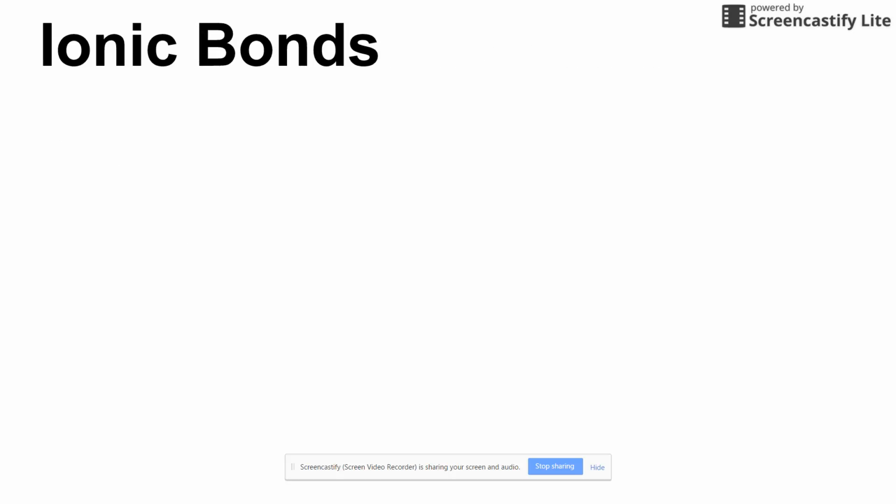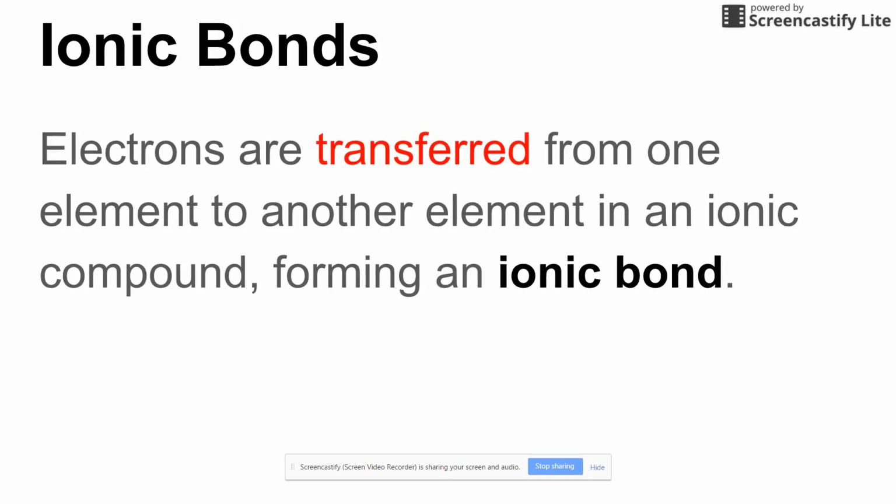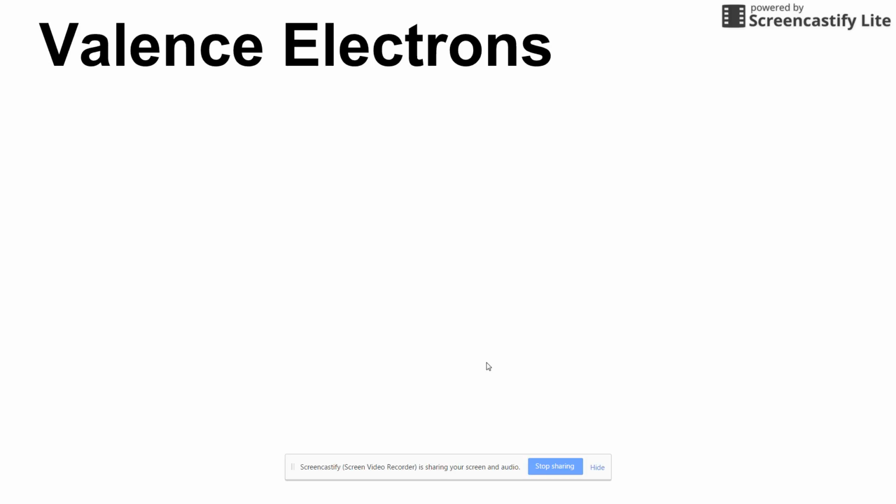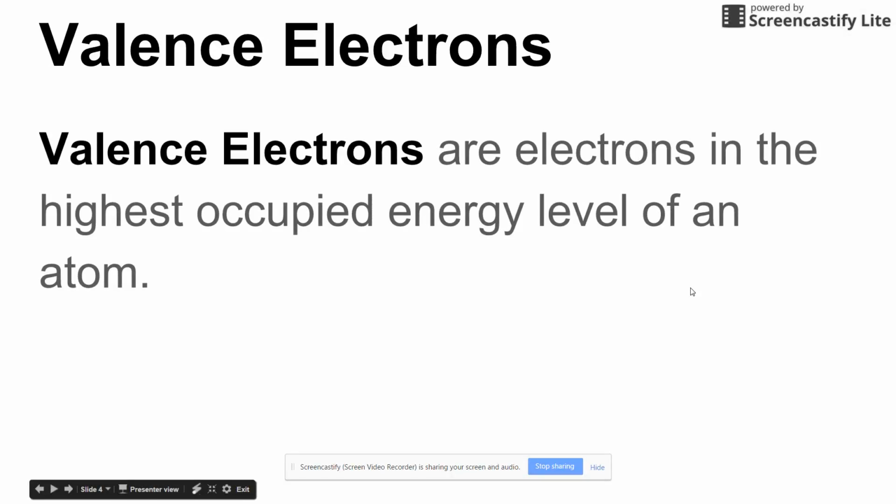So ionic bonds, here's the definition. They arise when one element completely transfers an electron to another element, forming an ionic compound. So you're going to be predicting the ionic bonds, and in order to do so, you need to know what valence electrons are. Valence electrons are electrons in the highest occupied energy level of an atom.